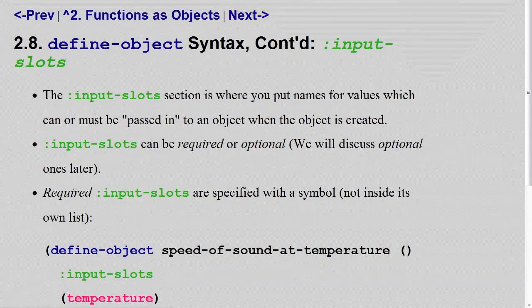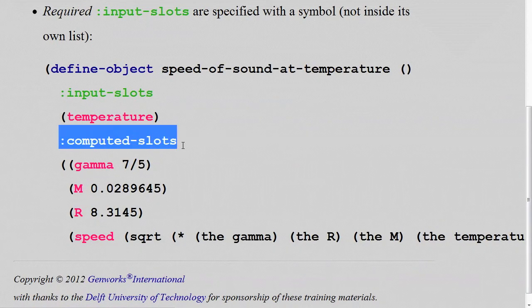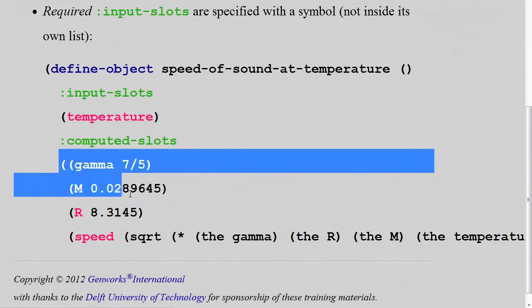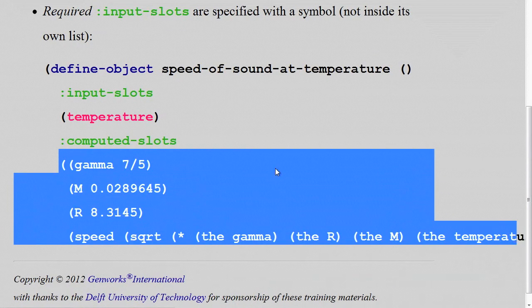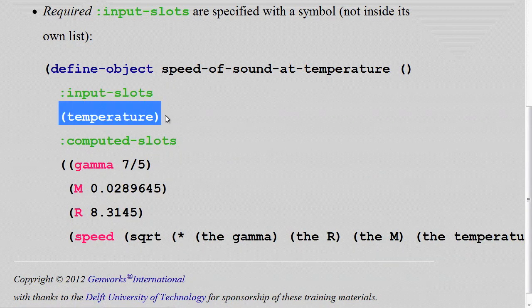Now here's another section for the specification list. So now we have two keyword-value pairs in the specifications. We have our computed slots like we did before, so there's the keyword and there's the value for it. But now we have another pair called input slots. The keyword is input slots and the value in this case is a list with a single symbol.